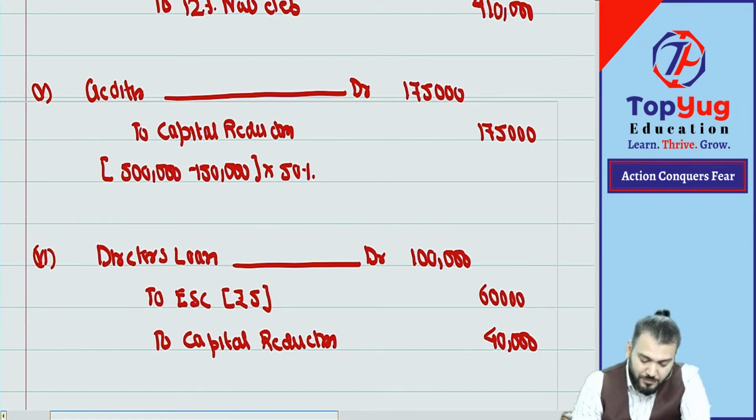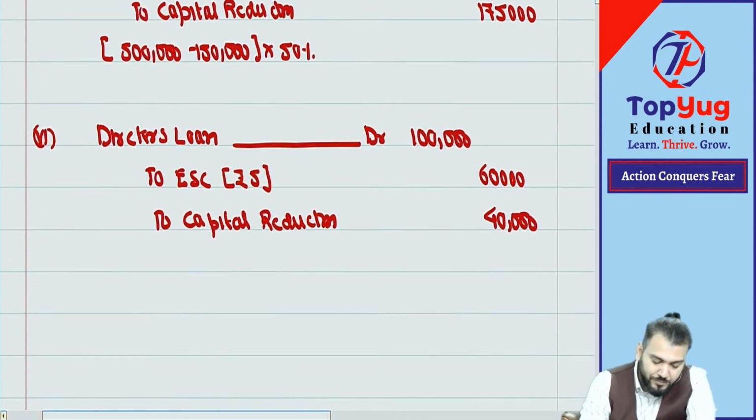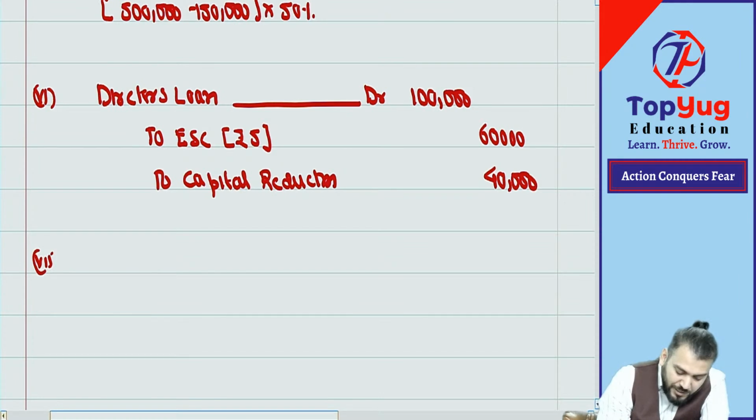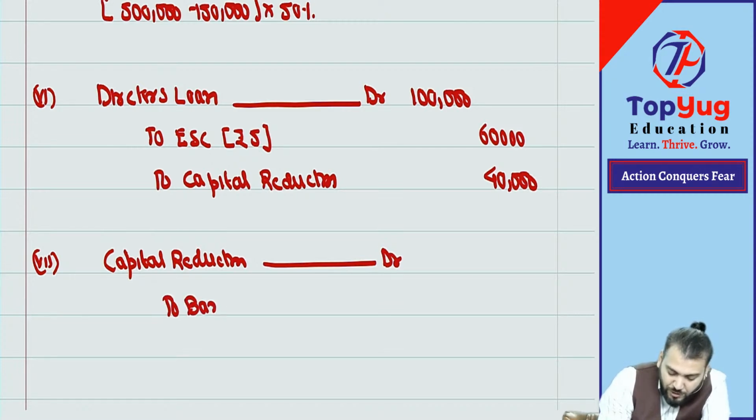Simple. Then next. They had capital commitments totaling rupees 3 lakh. This contract is to be cancelled on payment of 5% of contract price as penalty. Already I have said this is a common point in this chapter. Can we do the journal entry? What journal entry? Capital reduction account debit to bank. What is 5% of 3 lakh? How much? 15,000.